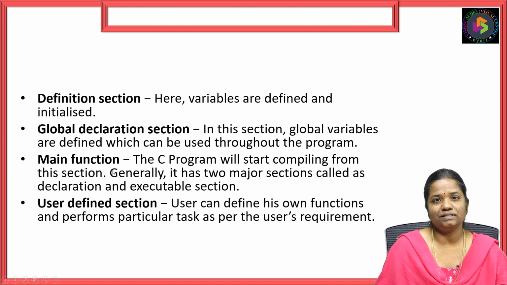The main function section is used to define variables and to write the executable statements. The main function section mainly contains two parts. First one is the declaration part and the second one is the executable part. What is the usage of the declaration part? The declaration part is always used to declare the variables, whatever variables you want to use in the program. That time we can specify all those variables in the declaration part.